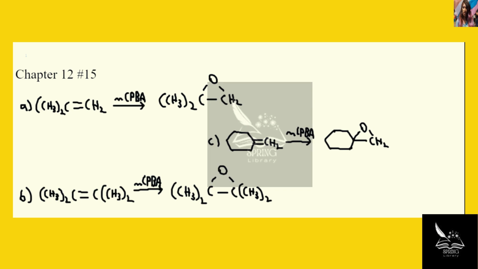And it's going to be essentially, functionally, replacement of a double bond with an oxygen three-membered ring. And so that's the answer to Chapter 12, problem number 15.